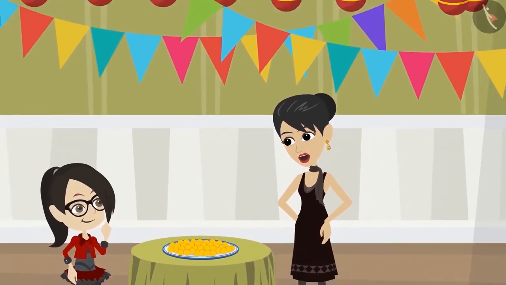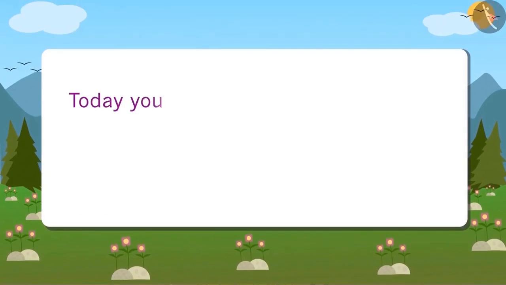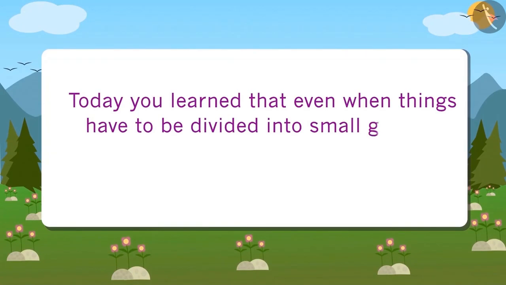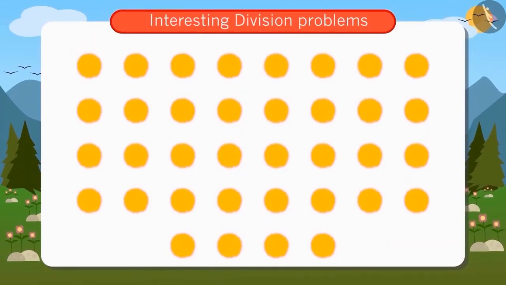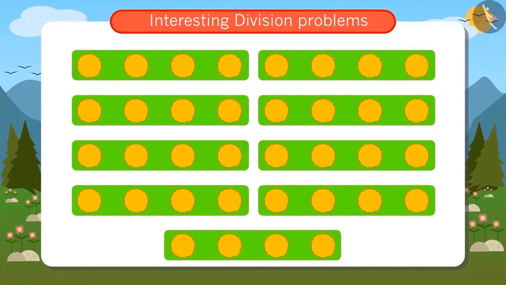Yes, now go quickly. The laddus are to be packed before the guests arrive. Today you learned that even when things have to be divided into small groups, division can be useful. Just as you saw Vandana dividing 36 laddus into groups of 4.